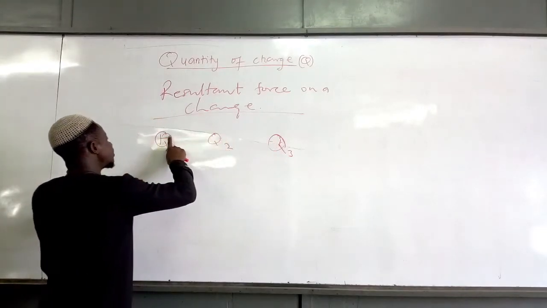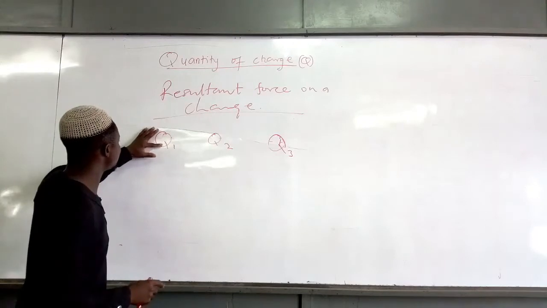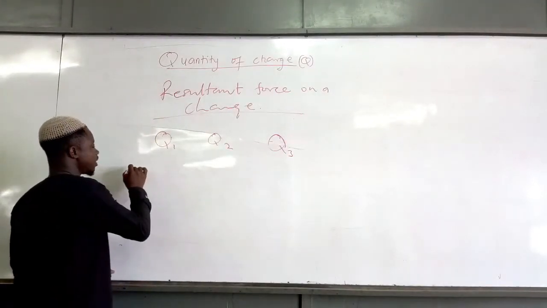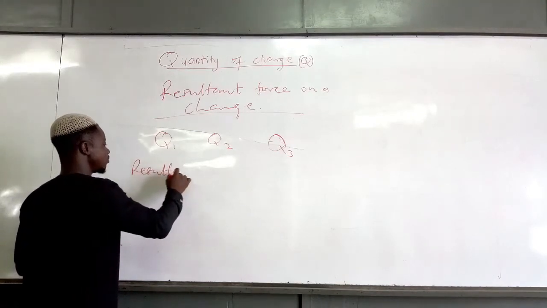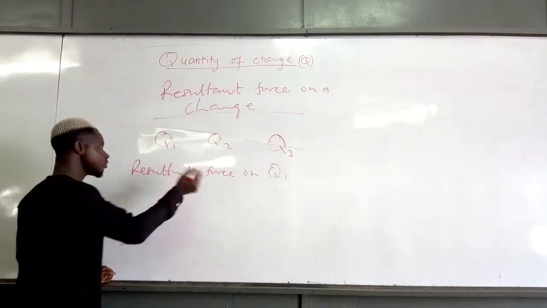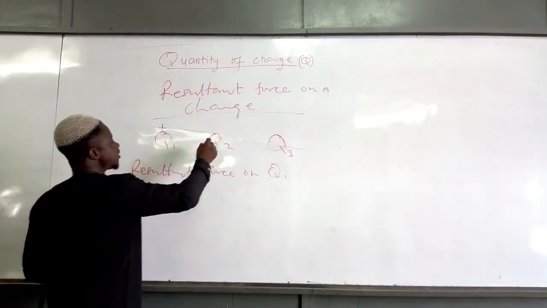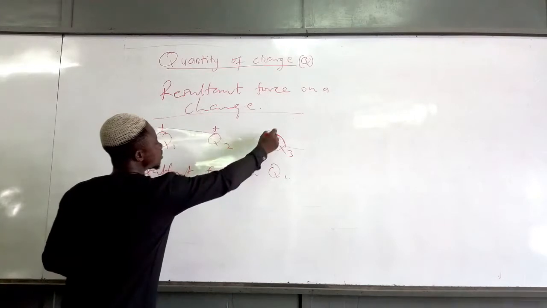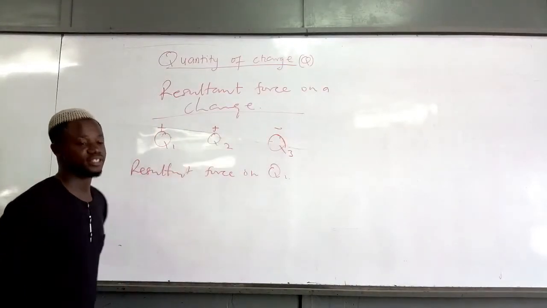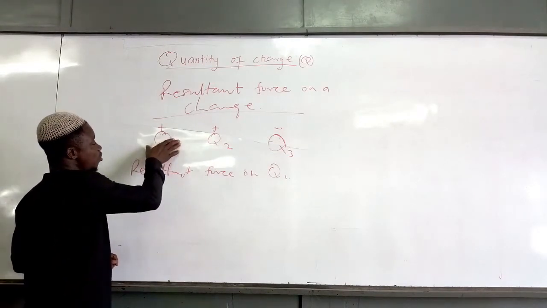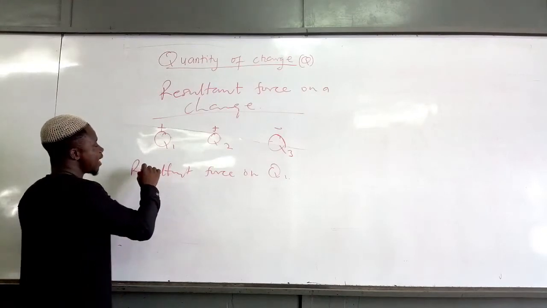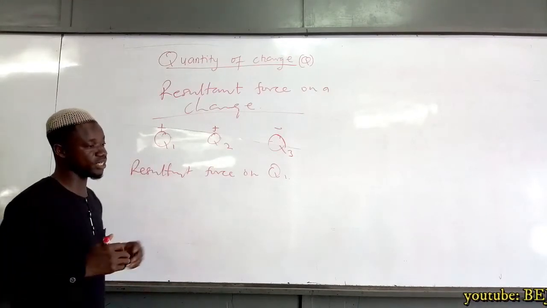When I'm asked to do this, it's simple. This is how we go about it. Let's consider the resultant force on Q1. Let's take it that this charge is positive and this one is negative. So we have a positive and then a negative charge. We want to look at the resultant force on Q1. So to do this, there are so many schools of thought.